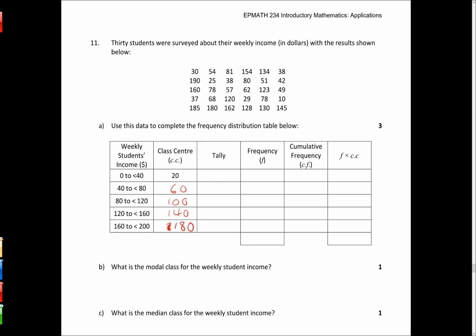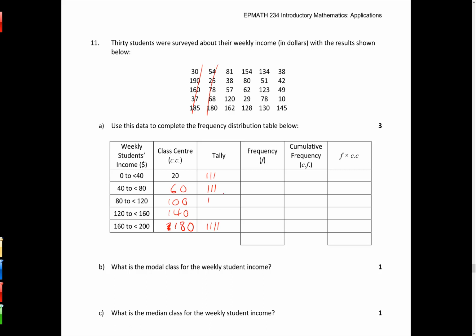The tally, well, let's do the column. I've got a 30 goes here, and a 190 goes here, and a 160. Note the 160 doesn't go here to the less than 160. The 160 goes here. That's the class 160 to less than 200. A 37 in there and a 185 in here. 54, 25, 78. 68 and a 180.